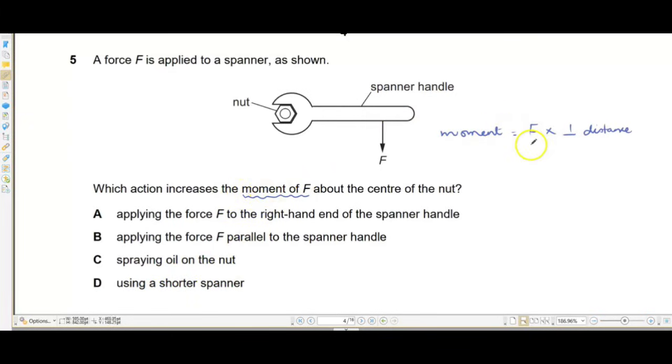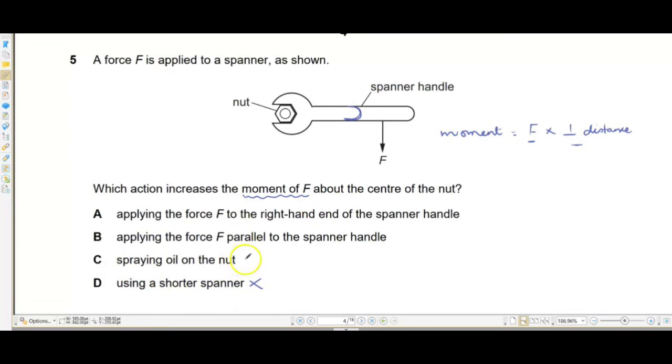Moment is going to be increased if either the force or the perpendicular distance from the pivot is increased, since moment is directly proportional to both of these entities. So if we look at our options, option D states that using a shorter spanner. If the spanner is shorter, the perpendicular distance is going to be decreased, and we want to increase the moment. So option D is not applicable over here.